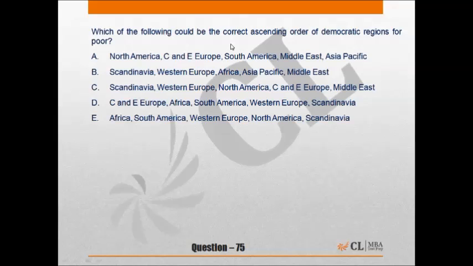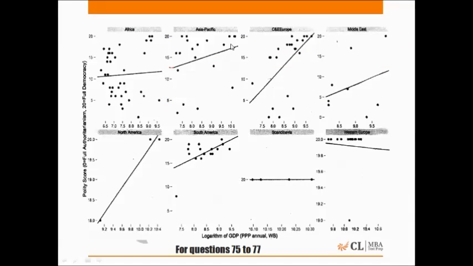So here we have to check the ascending order of democratic region for poor as per the given options, not for the given graph of 8 regions. After having a look at the graph, it can be seen that the least democratic region for poor is CNE Europe, where the polity score for the poorest people is slightly lesser than 5, and the same for Middle East is slightly, or in fact, equal to 5.